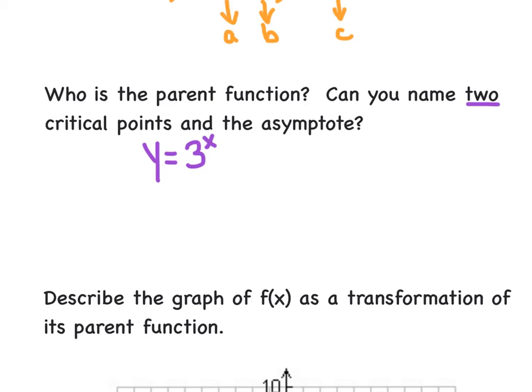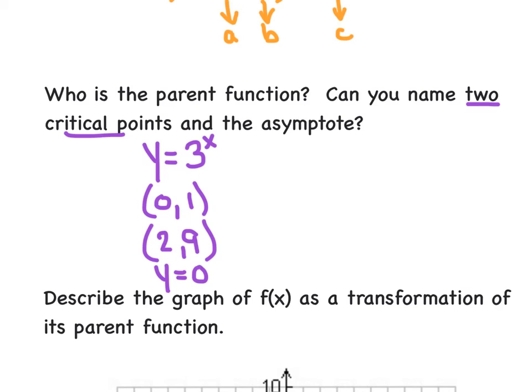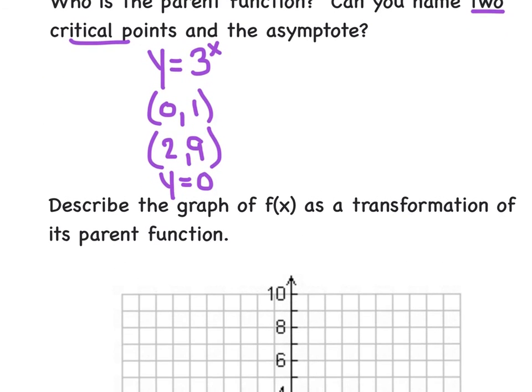And as far as identifying two critical points, that's just really any two nice points that the function passes through. I'm going to say (0, 1), as well as, I'll go with (2, 9). But really, as far as critical points, you can just pick any two out there, and then the asymptote is at y equals 0, just like the same asymptote as 2 to the x. All right, let's keep things moving if we can.